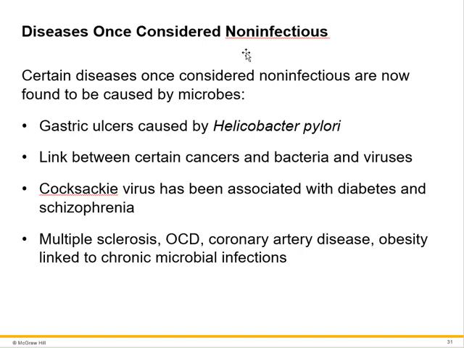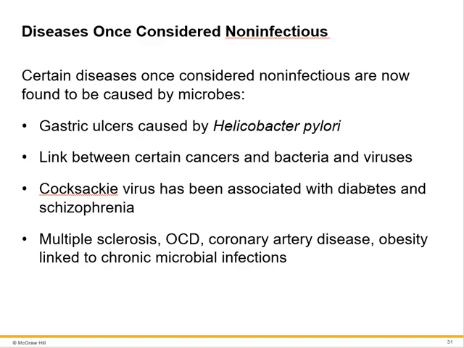Diseases that were once considered non-infectious, we're finding are actually caused by microbes, so they are potentially infectious. Gastric ulcers are caused by Helicobacter pylori, and the link between certain cancers and bacteria and viruses accounts for about 13 to 17% of the causes of cancer. The Coxsackie virus has been associated with diabetes and schizophrenia. We would normally think schizophrenia is a psychological problem, but we're seeing now that a virus is associated with it.